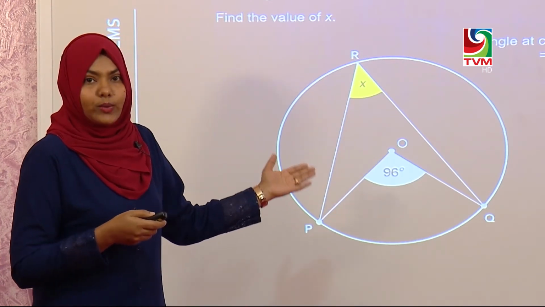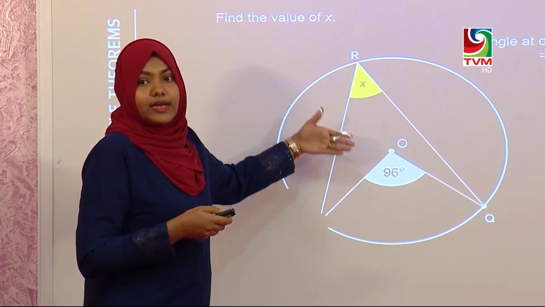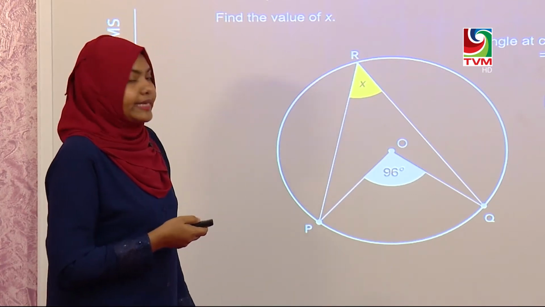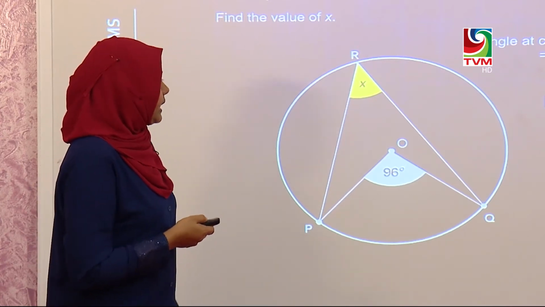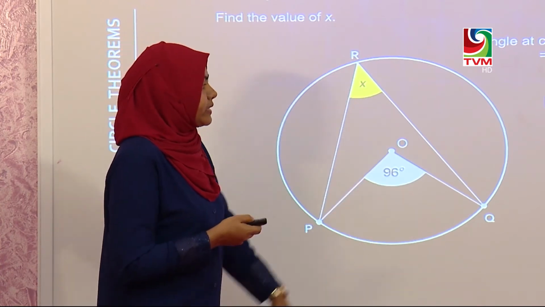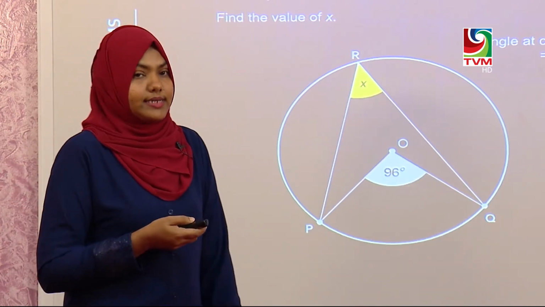96 is twice. So it will be the reverse. You have to follow the reverse method. That means 96 divided by 2 will be equal to angle x, because the center angle is given to you. So therefore x is equal to 48 degrees.